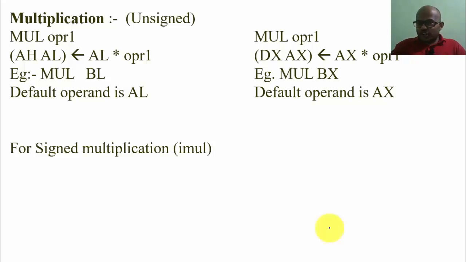Now if I am talking about multiplication, you can do multiplication in two ways. The first one is unsigned multiplication and the second one is signed multiplication.